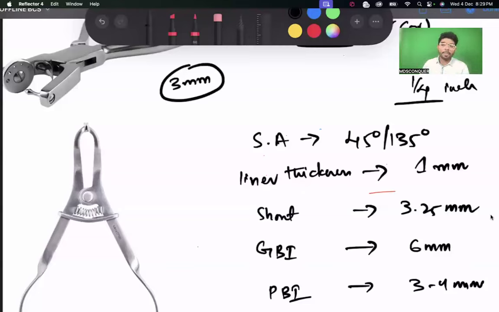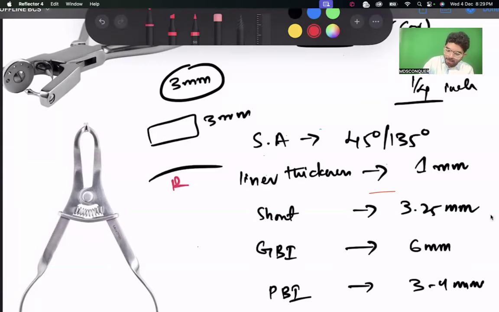I'm just trying to incline to prosto also. The gap that is present between your pontic and your ridge in the case of a hygienic pontic is, yes, the thickness of the hygienic pontic is 3 millimeters and the gap from the ridge should be 3 millimeters.